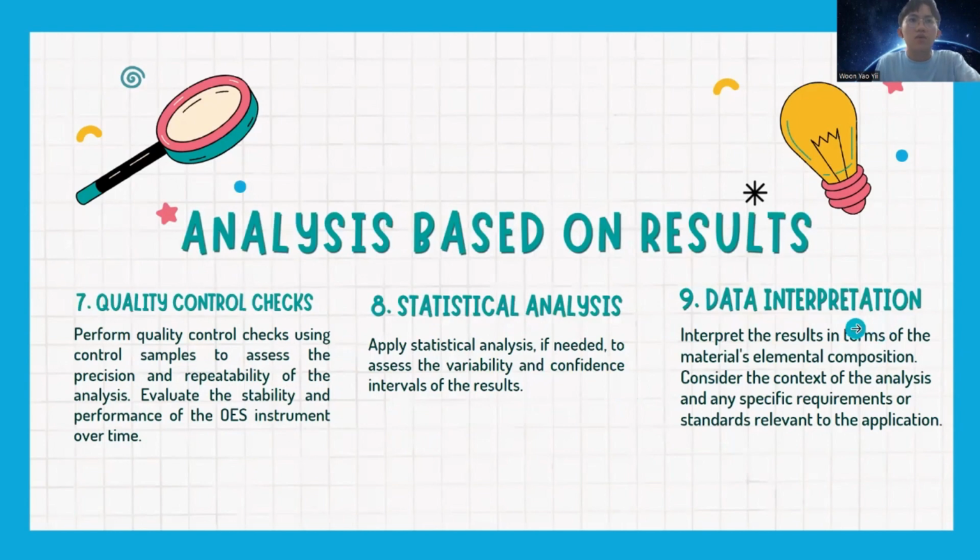Same thing, we need to perform quality control checks using control samples to assess the precision and repeatability of the analysis. Evaluate the stability and performance of the OES instrument over time. The eighth step is the statistical analysis. If needed, we apply statistical analysis to assess the variability and confidence interval of the results.